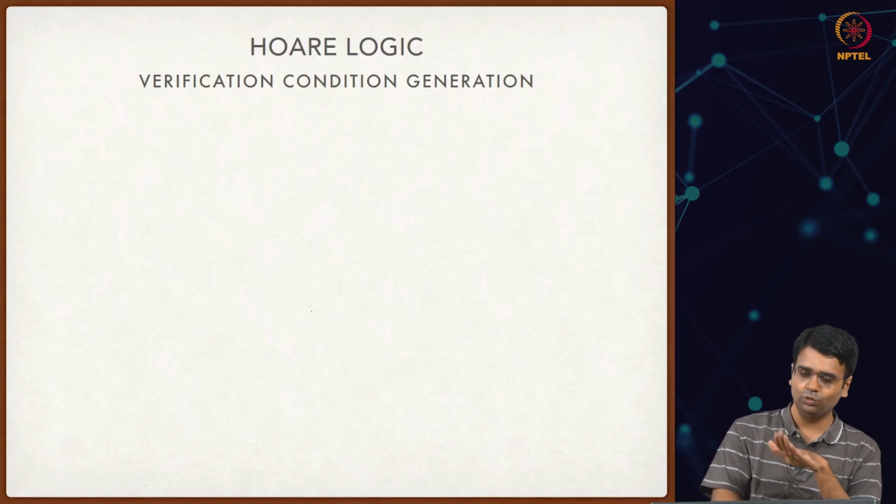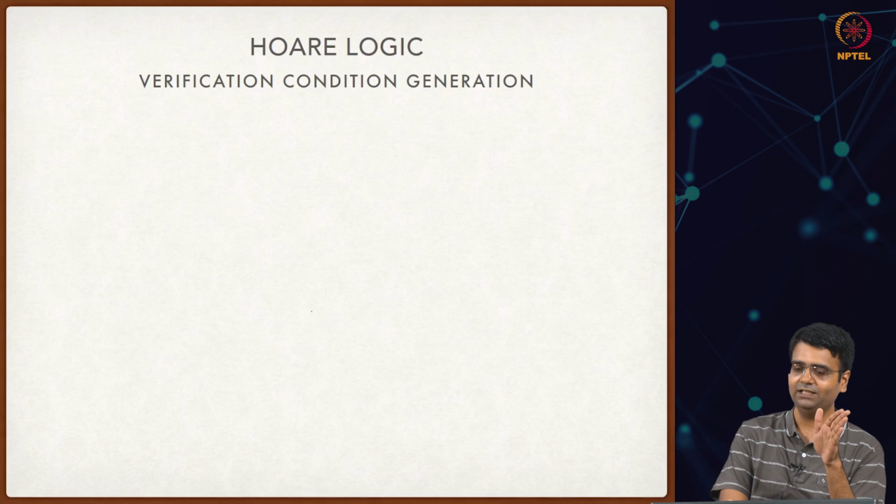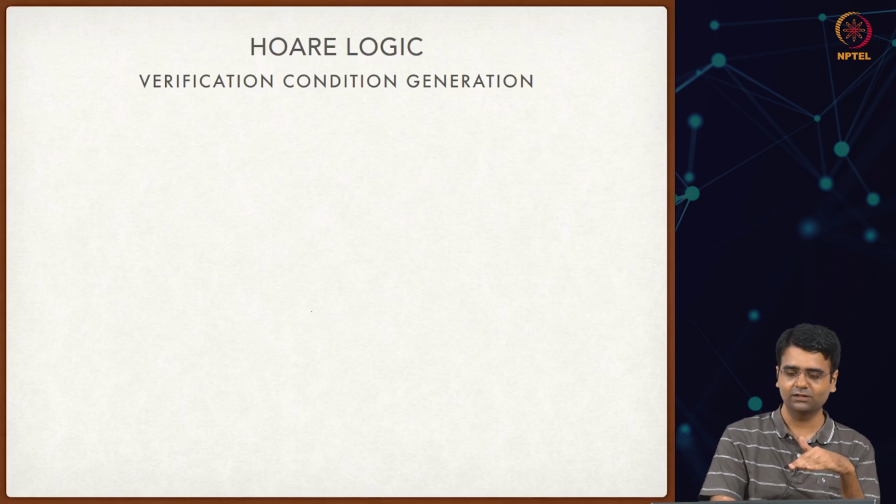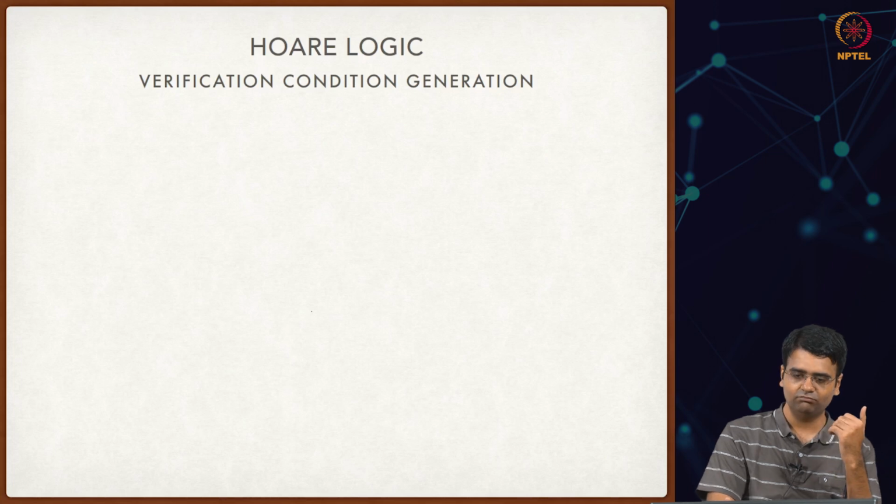So we'll move to a slightly different track now. We have seen that you can use Hoare logic to prove the validity of a Hoare triple using the inference rules. We will see another procedure, again involving Hoare logic, to prove the validity of a Hoare triple, but this time we are going to generate a formula.